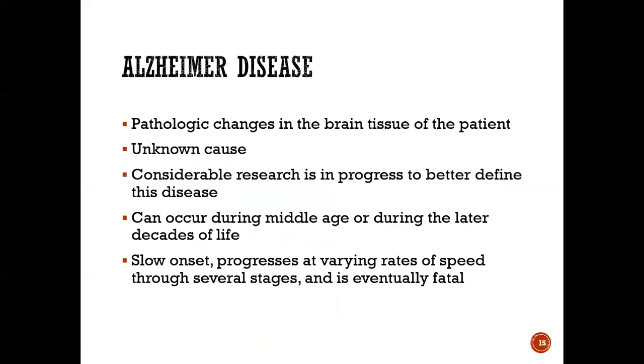Pathologic changes in the brain tissue of a patient can cause Alzheimer's disease. We don't know what the true etiology is, however. Considerable research is in progress to better define the disease. Alzheimer's has been studied for many years, and we have tried very hard to learn more about it. Alzheimer's can occur during middle age or during the later decades of life. So, early onset or typical onset Alzheimer's disease. Slow onset, progressing at various rates of speed throughout several stages, is usually how this goes. It's going to come on as forgetfulness and then eventually progress to the loss of all short-term memory. It eventually is fatal and eventually long-term memory as well.